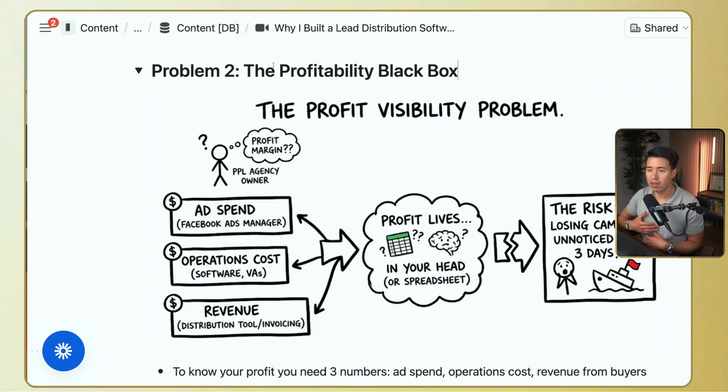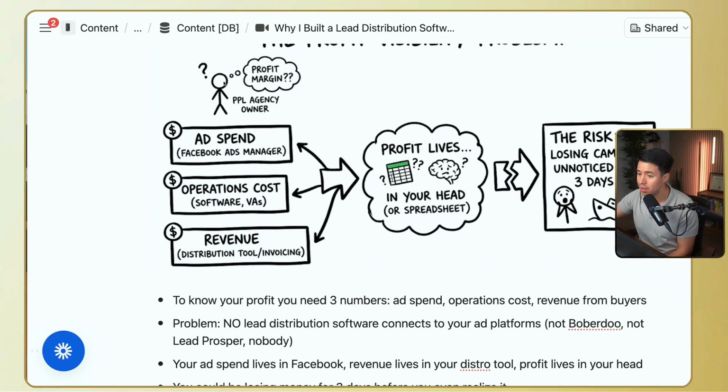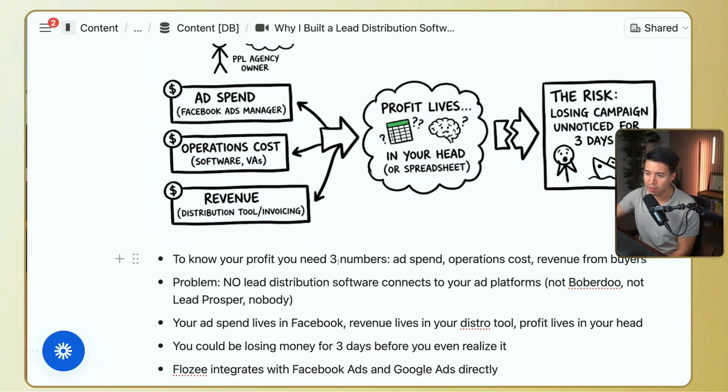So when I was building this out, I wanted an easy way to calculate my profits and see my revenue in real time, and also be able to get real-time notifications. Hey, my CPL just increased by 25%. Like, okay, let me go check what's going on, right? That's going to eat up into my profits. So to know your profit, you need 3 numbers: ad spend, operation costs, revenue from buyers.